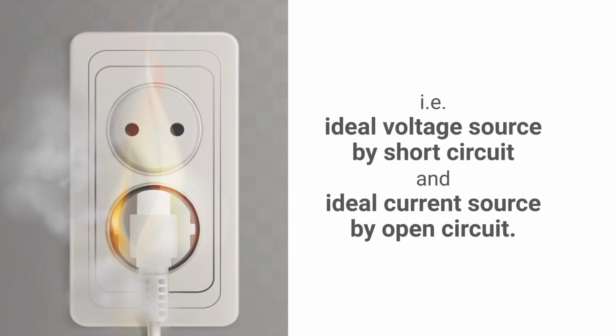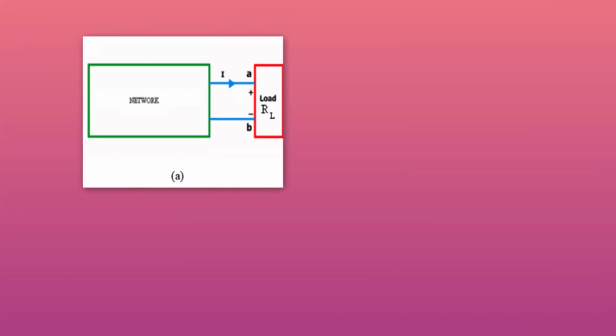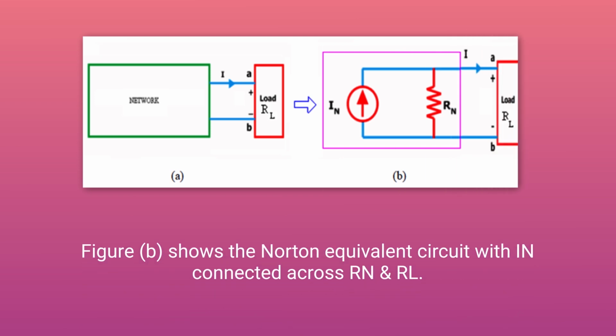Suppose there is an ideal voltage source, then you have to replace this ideal voltage source by a short circuit. If there is an ideal current source, then you have to replace this ideal current source by an open circuit. Now here you can see this figure A shows a simple block representation of a network with several active and passive elements, with the load resistance RL connected across the terminals A and B, and this is the equivalent circuit.